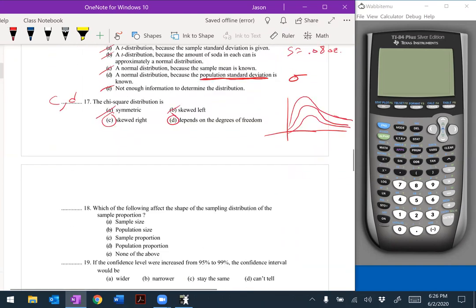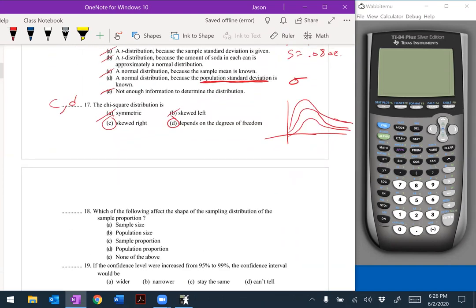Now on the final exam, the questions are all intended for you to only give one right answer. So keep that in mind.